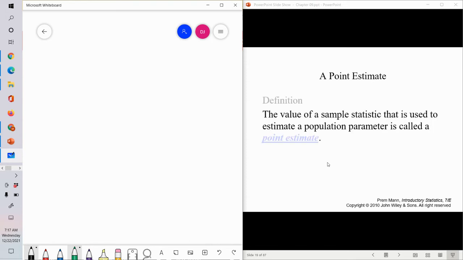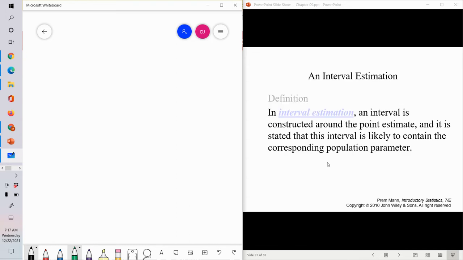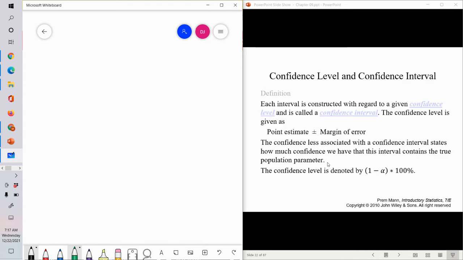So the value of the sample statistic used to estimate a population parameter is called the point estimate. We're also going to have a margin of error that we use when we calculate the interval estimate. Interval estimation is what is going to take the most effort to explore. We've looked at this before. Our confidence interval is our point estimate plus or minus our margin of error. This PowerPoint slide sets up the formula a little bit differently than I do. You'll see in the whiteboard section on the left that I'll write these things a little bit differently.